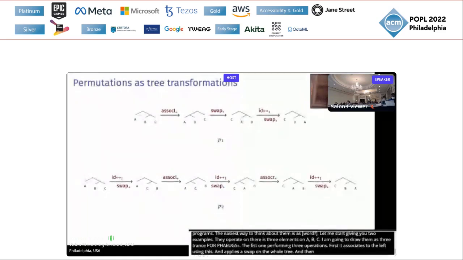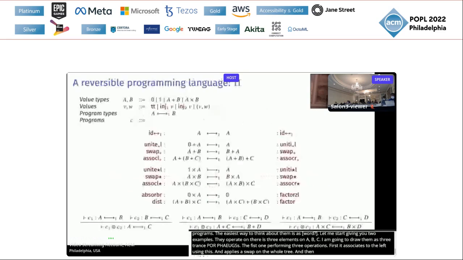We have the obvious one, which is the identity function, and then we have units, which, for example, 0 is the unit for A for the plus, and then we can associate them from left to right, and also we can swap them. For example, A plus B goes to B plus A. The same set of combinators works on products. So 1 is the unit for the product, and we can swap them and associate them. And finally, there's a distributive combinator, which lets us distribute the products over the plus.